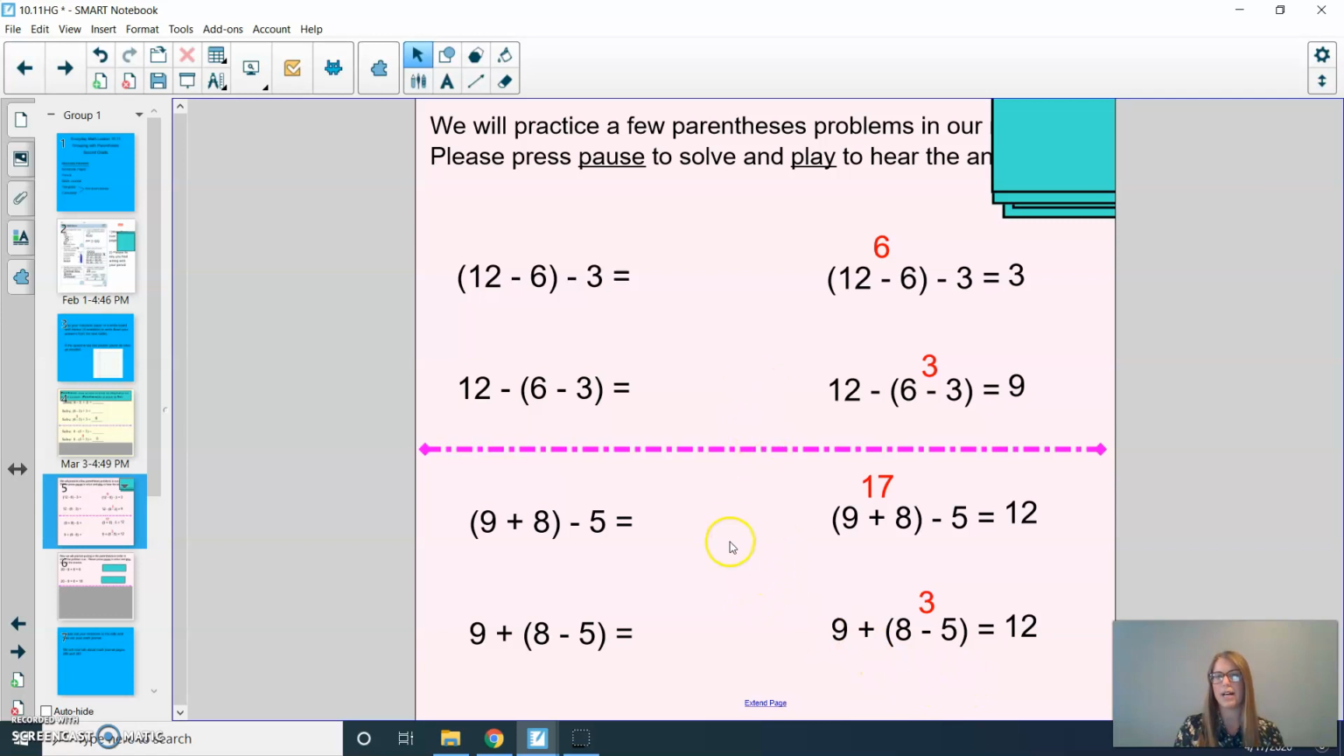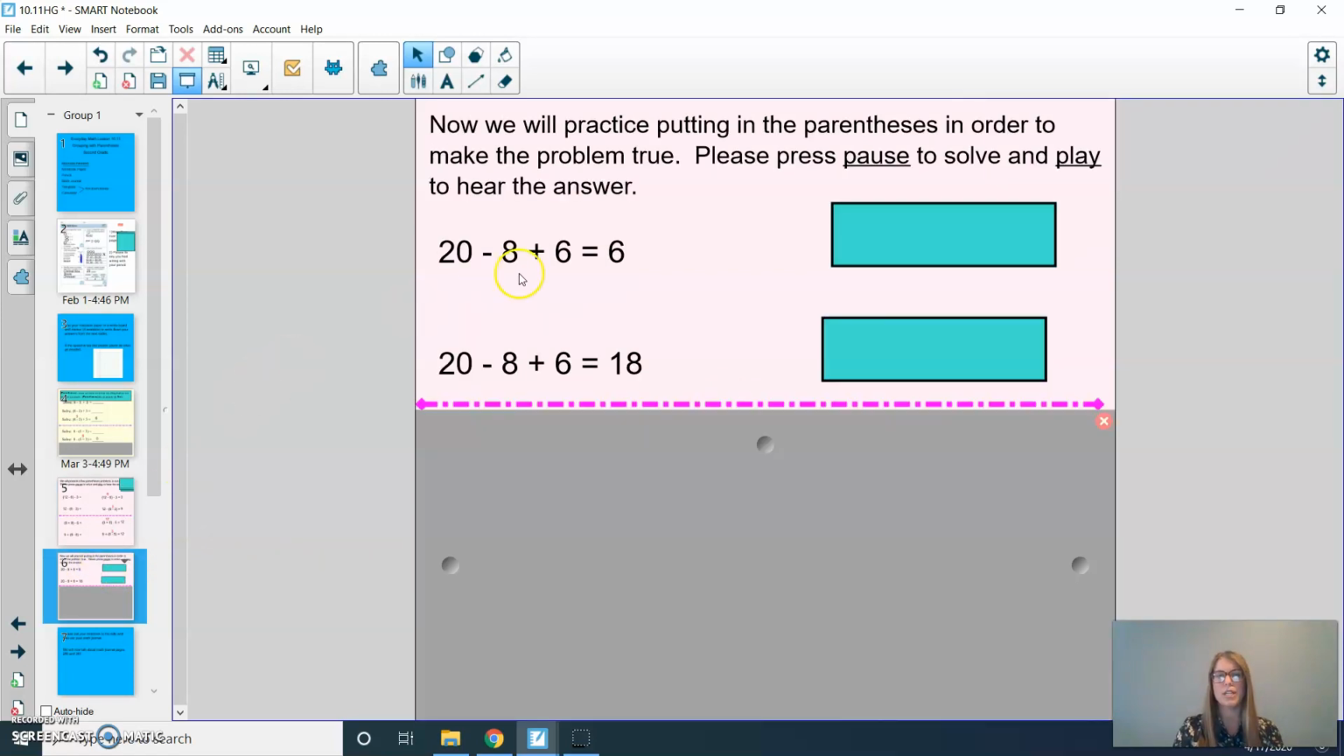We're going to practice a lot more of these problems in our math journal page in just a little bit, but there's one more piece of this I want to introduce. So sometimes we're going to get numbers and an answer, but we need to put the parentheses in order to make the problem true. So if I have 20 minus 8 plus 6 equals 6, well, what part of this do I need to do first in order to get 6 as my answer? I want you to try and then press play when you're ready to hear my answer.